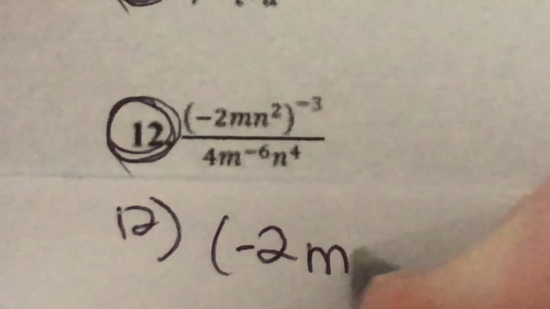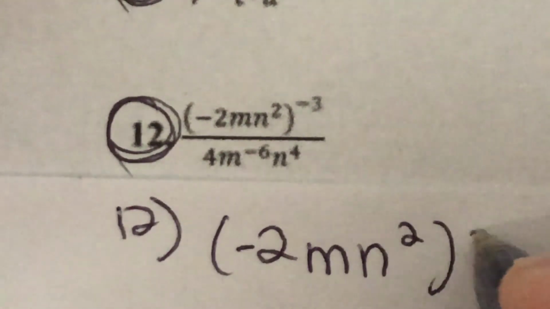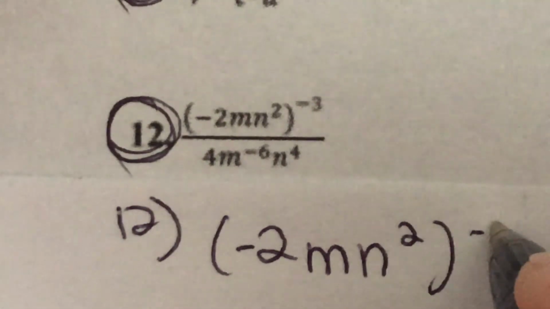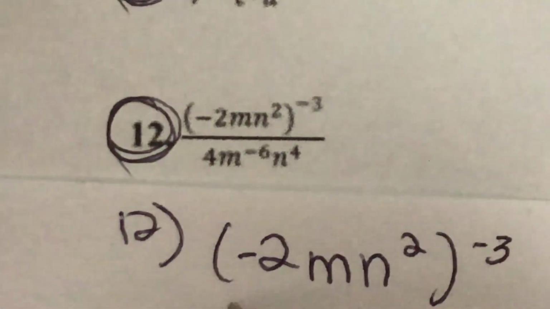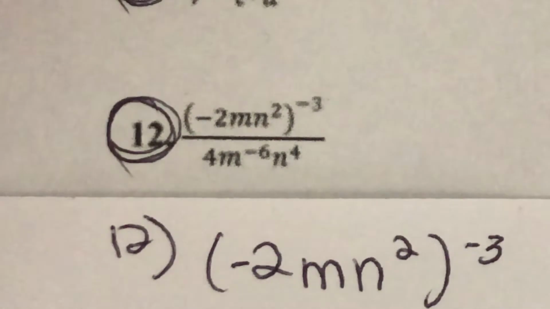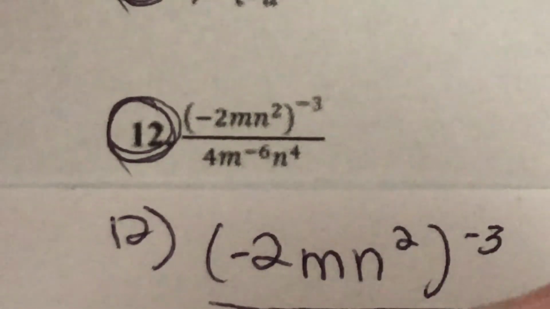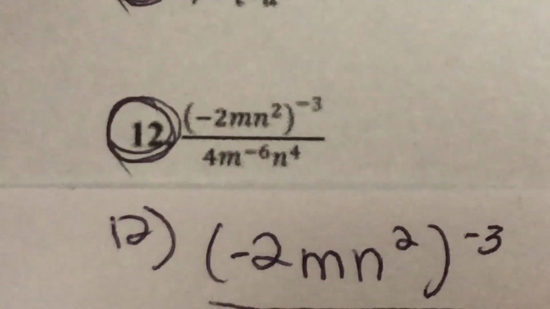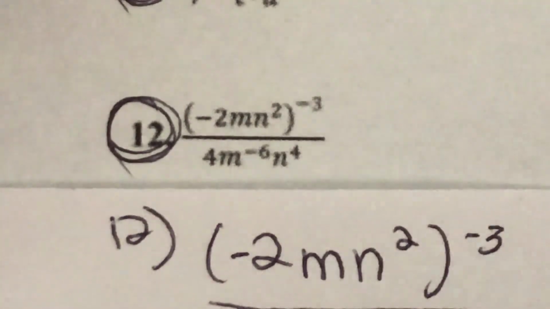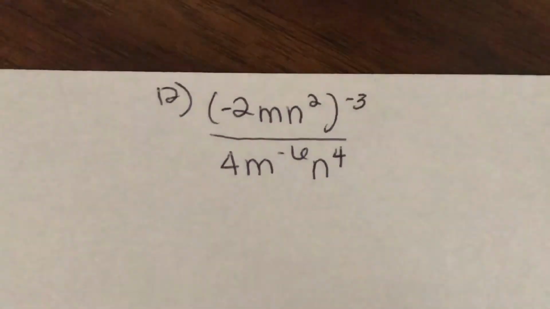Negative 2mn squared to the negative, what is that, negative 3? Yep. And then 4m to the negative 6 and to the 4th. Okay, so here's our problem. Back up a little bit.